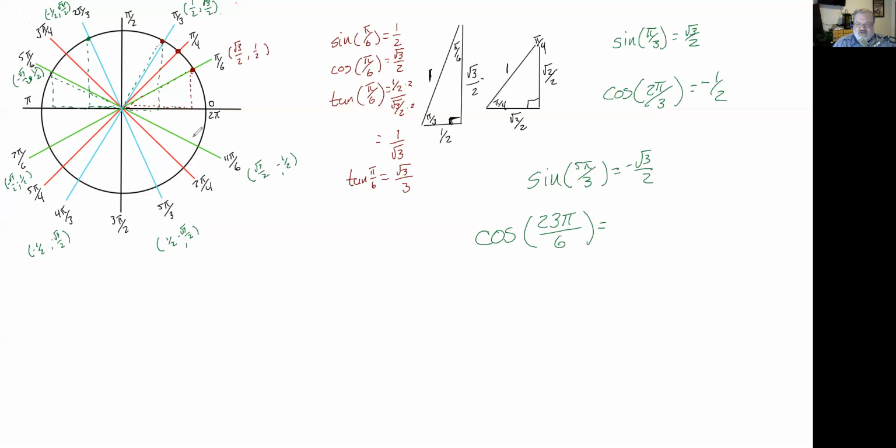So 23 pi over 6 is going to be coterminal to 11 pi over 6. Or we could have said 24 pi over 6 is 2 rotations and then subtract 1. Either way, this is coterminal to 11 pi over 6, so it's going to be the same value as cosine of 11 pi over 6. 23 pi over 6 and 11 pi over 6 are different angles of rotation. One's a lot longer than the other. They're not the same angle, but they have the same terminal side and thus have the same trig values. So the cosine of 11 pi over 6, that's our square root of 3 over 2.